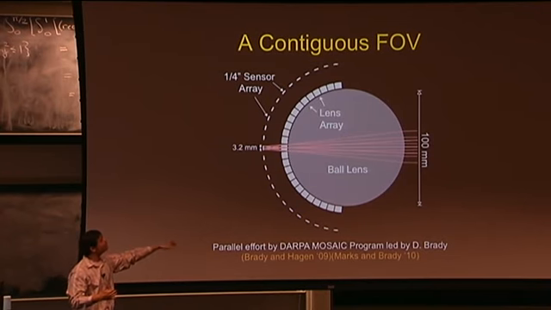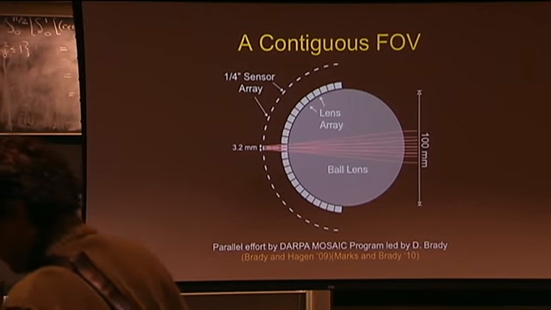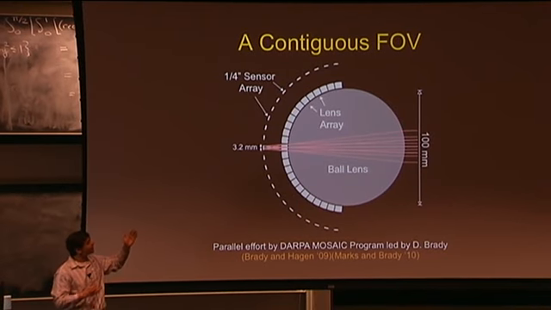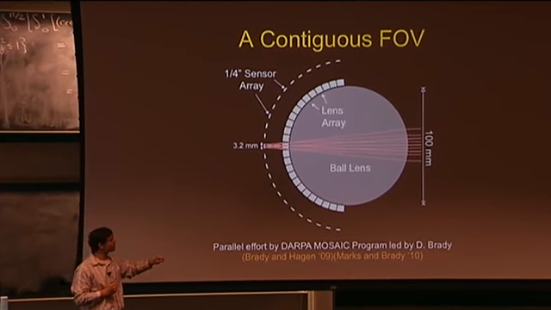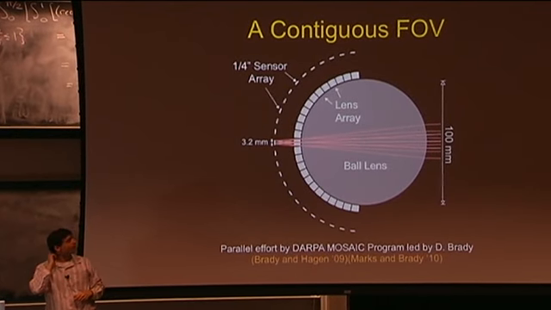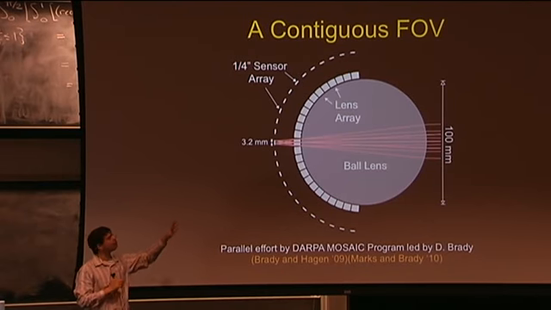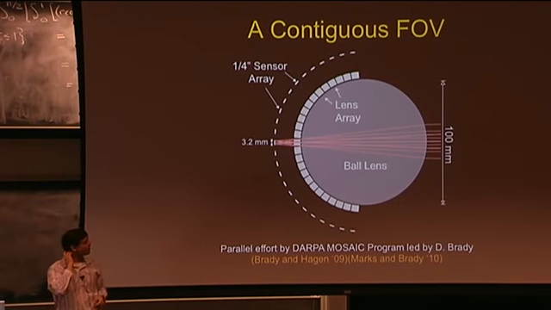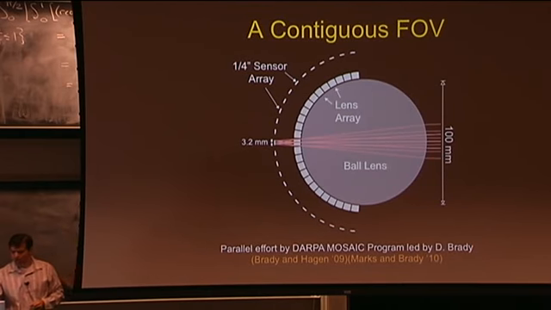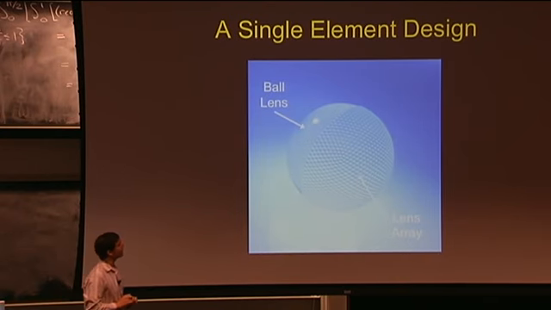And the idea of using a secondary relay lens with a sensor to enlarge the field of view from the perspective of the sensor and create a contiguous field of view was first proposed by Brady and Hagen in their multi-scale lens design paper. Also, I should mention that there's a parallel effort using very similar ideas by Brady's DARPA Mosaic team. But here we're actually presenting a slightly unique design.